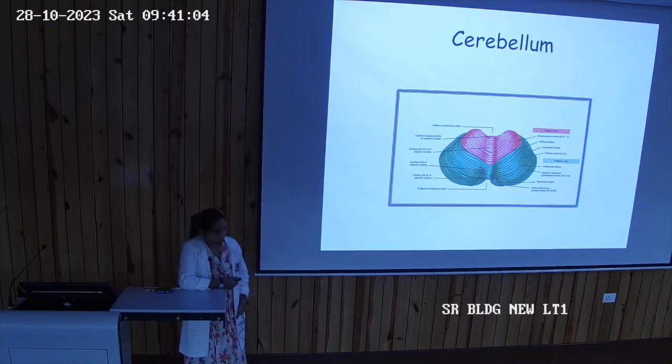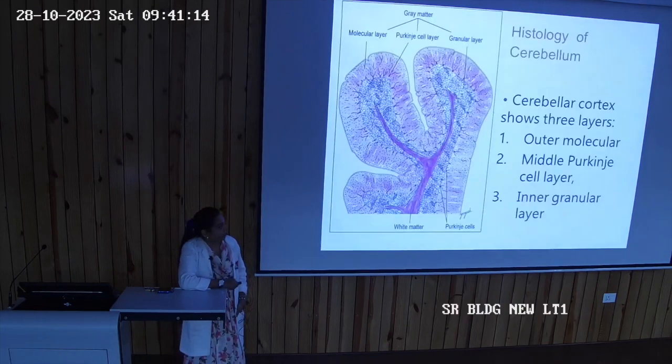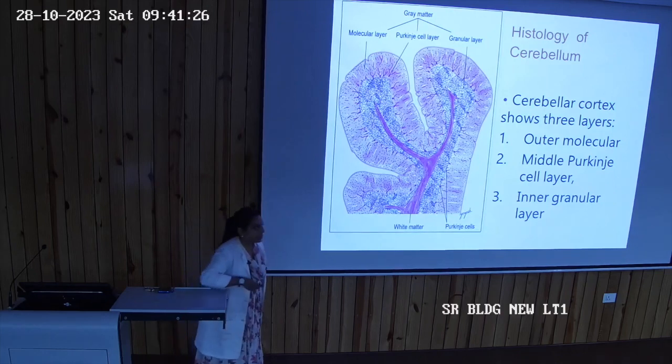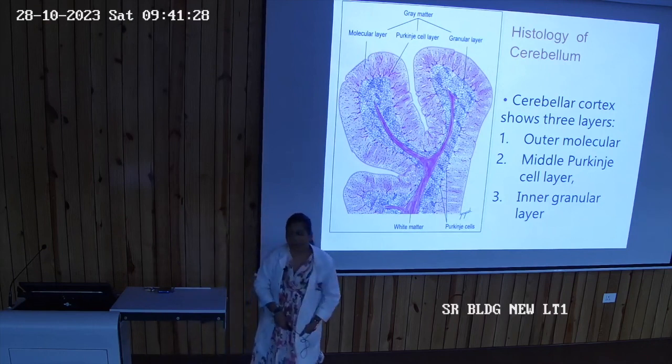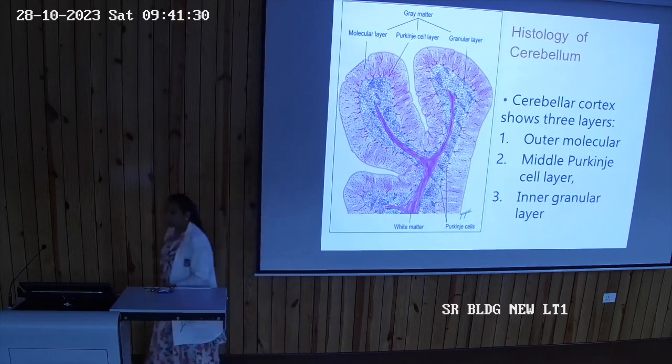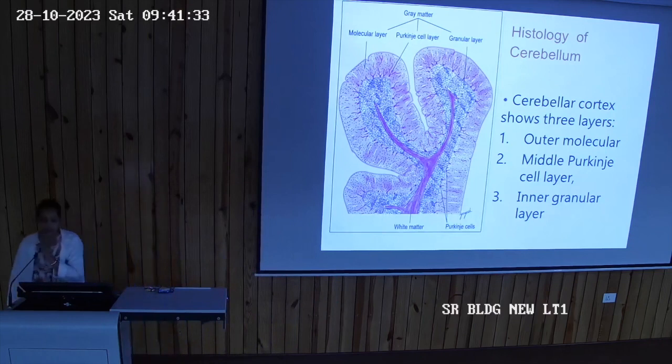As you can see from here, it has numerous transverse fissures which divide it into a number of folds. These folds are known as folia. Each folium has an outer cortex and an inner medulla, the white matter. The outer cortex is gray matter and the inner part is white matter. The outer cortex has three layers: outer molecular, middle Purkinje cell layer, and innermost granular layer. These three layers are present in the cortex of cerebellum.